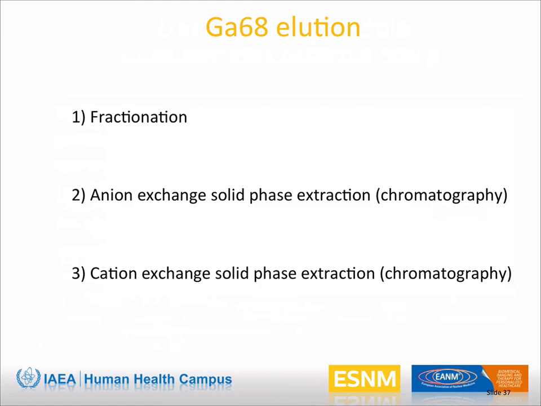When you elute gallium-68, you do it with hydrochloric acid and not saline. And there are different methods to get it. The first and simplest method is just called fractionation. Then you have anion exchange solid phase extraction, also a chromatographic method, and cation exchange solid phase extraction, which is also a chromatographic method.